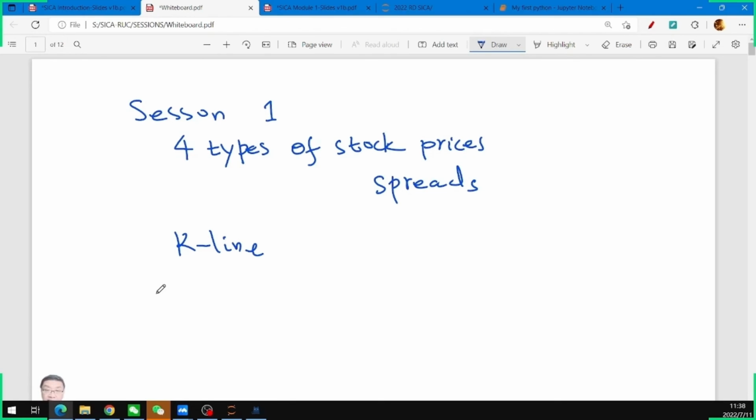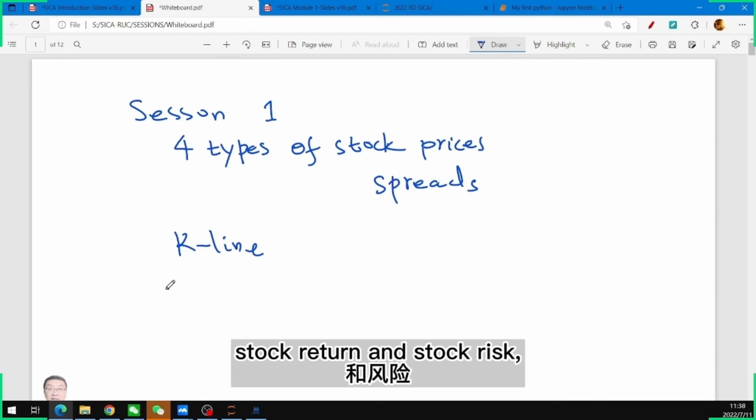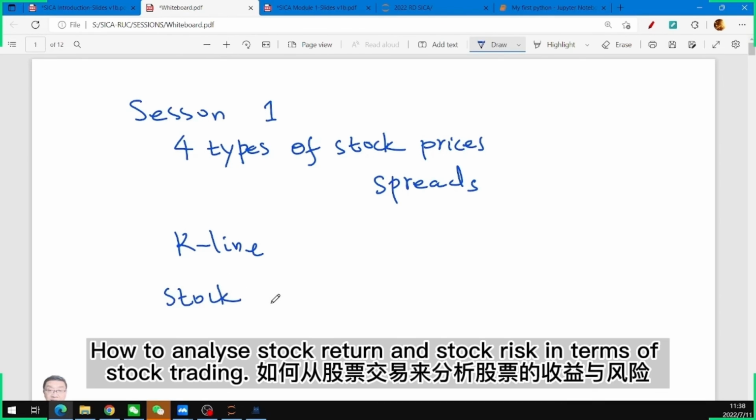The next session, we will talk about stock return, and stock risk, how to analyze stock return and stock risk in terms of stock trading.